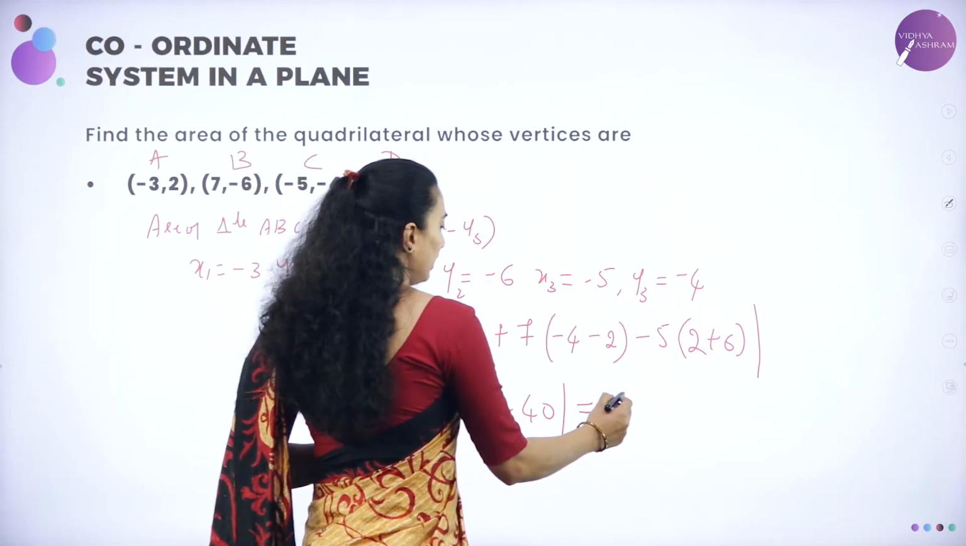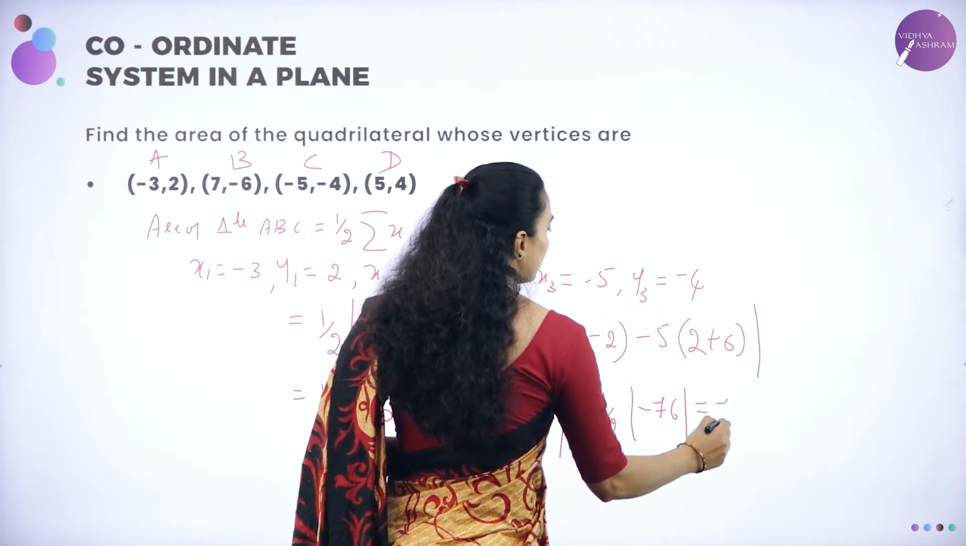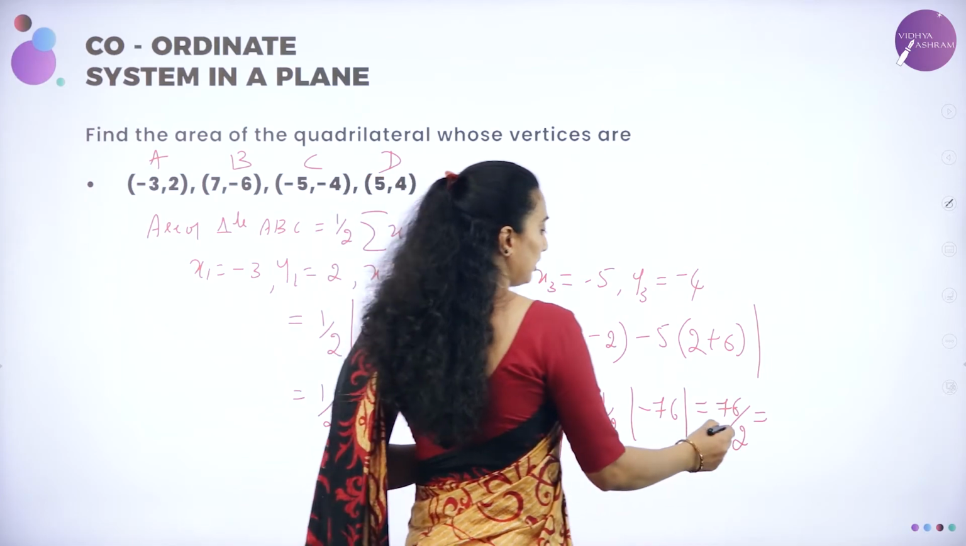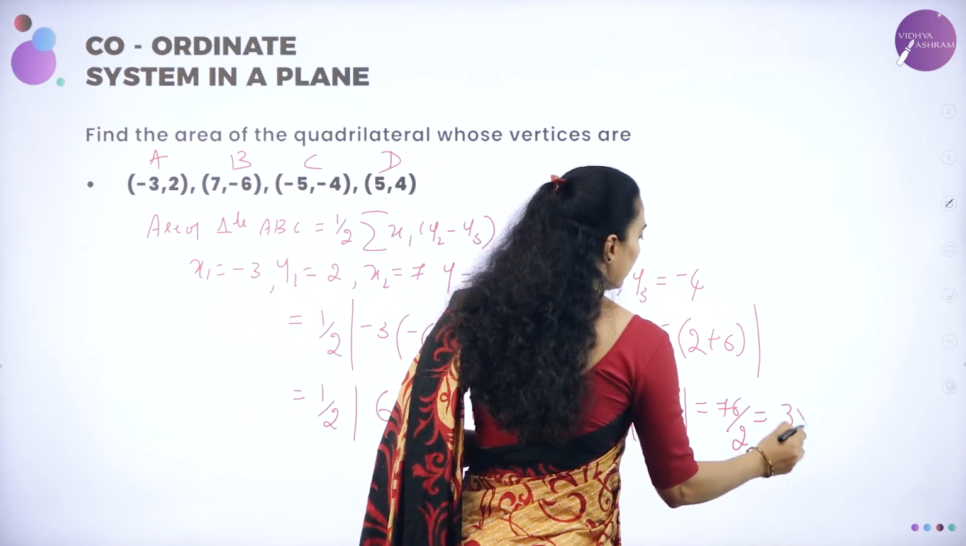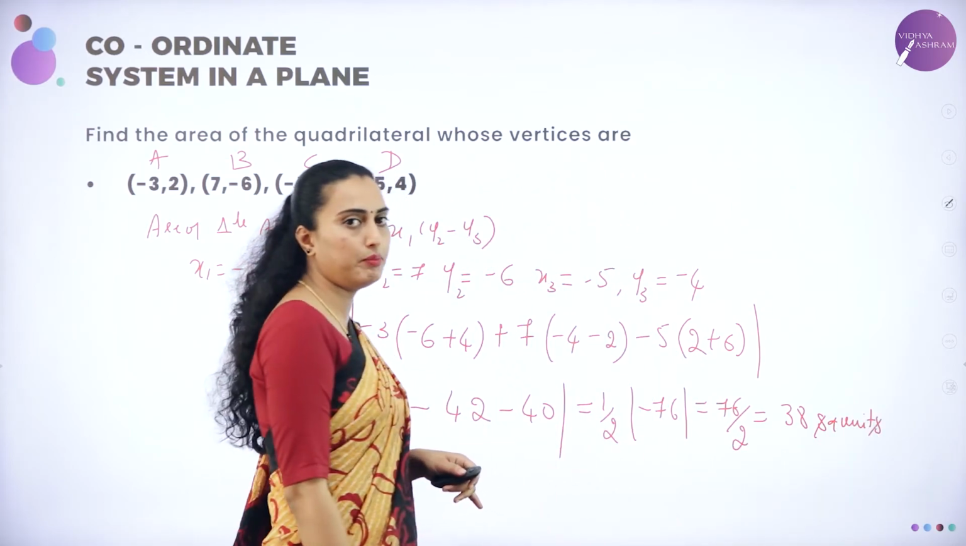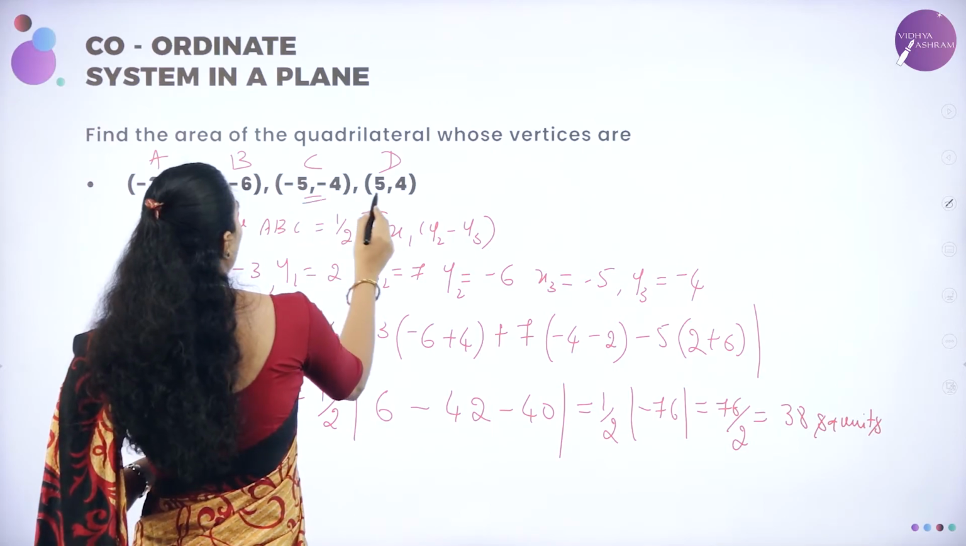So therefore, modulus of minus 76, which will become plus 76 by 2. The answer you are going to get is 38, isn't it? Because 2 3s are 6, 38 square units. This is your area of triangle ABC. Now what we need to calculate? Area of triangle ACD.